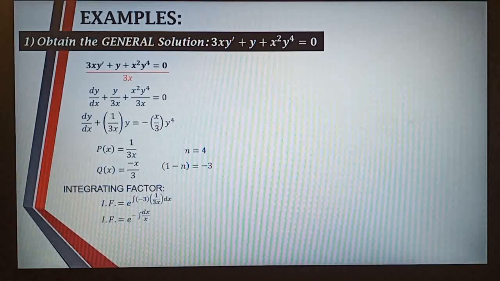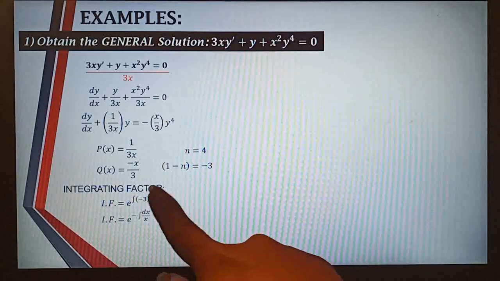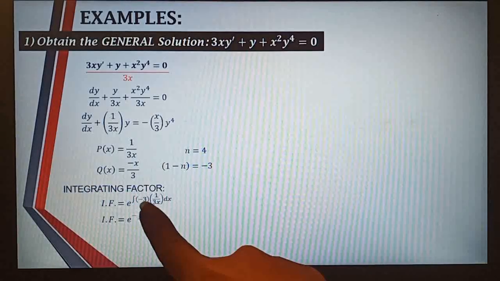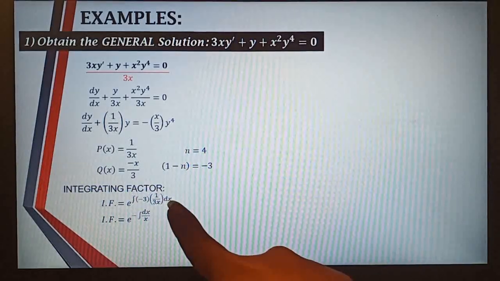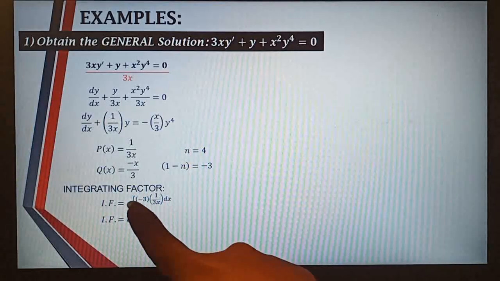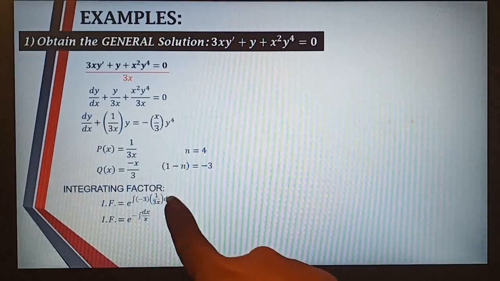Now our integrating factor is e raised to the integral of negative 3, which is 1 minus n, multiplied to the p of x, which is 1 over 3x dx. So kapag sinimplify natin to, we will now have e raised to negative of the integral of dx over x.